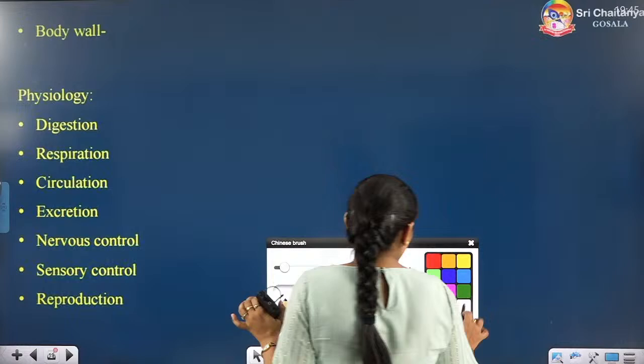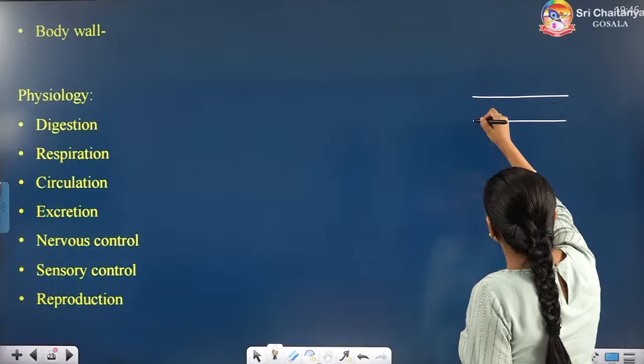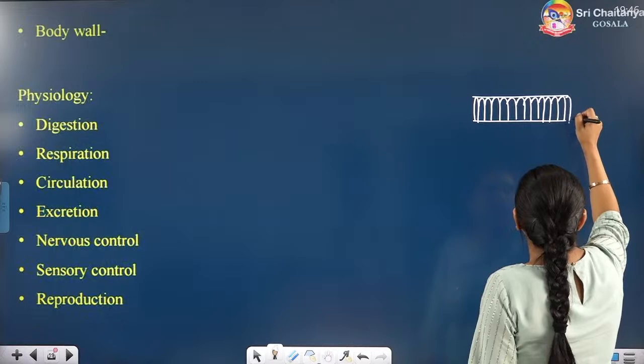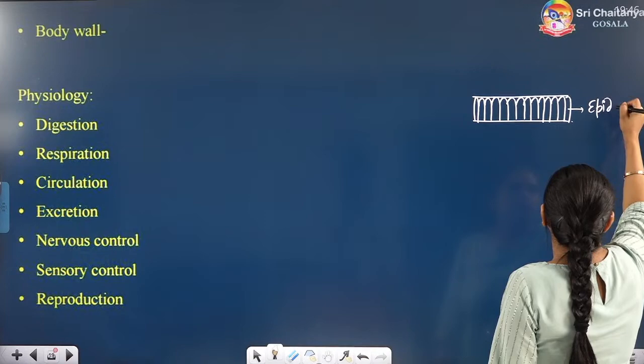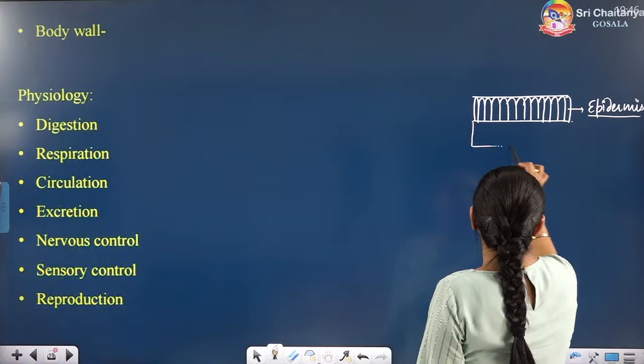Coming to the body wall next. If you see the body wall, beta, I will roughly draw it here. There are three layers in the body wall. There is an epidermis which has columnar cells like this. These are the columnar cells. So this is epidermis. Below epidermis, there is muscularis. These are muscles, and there are longitudinal muscles.